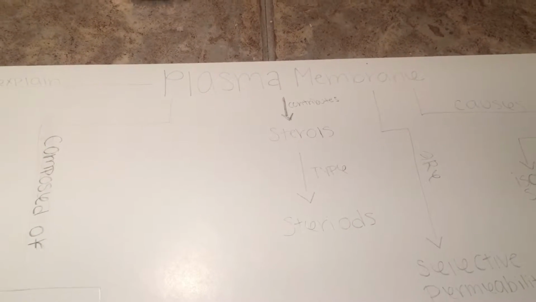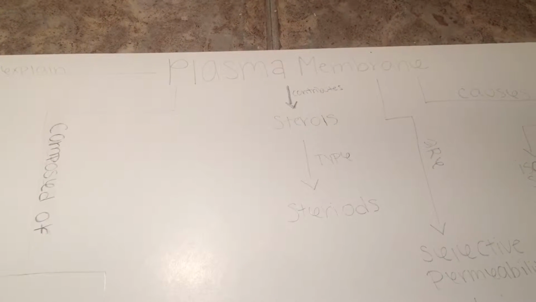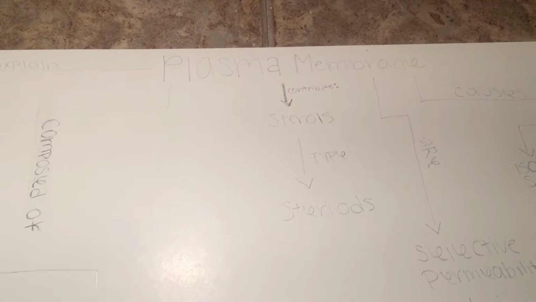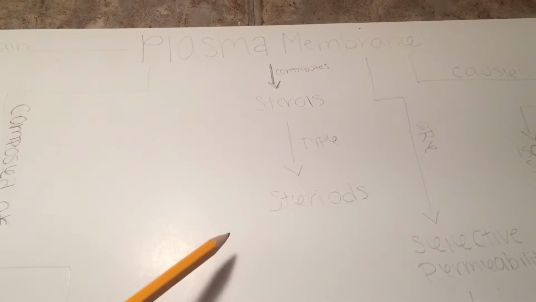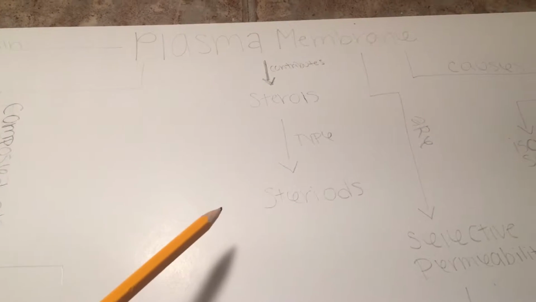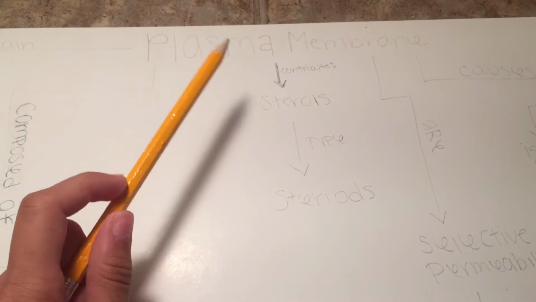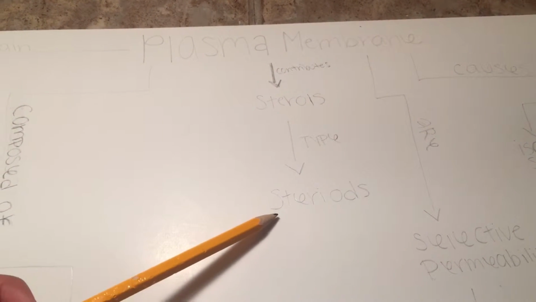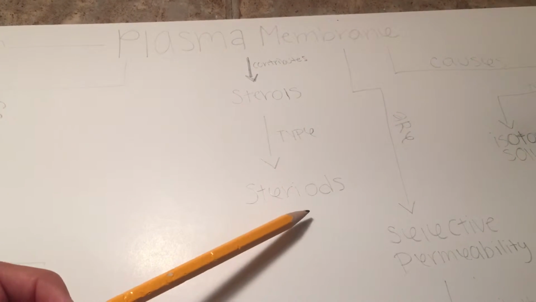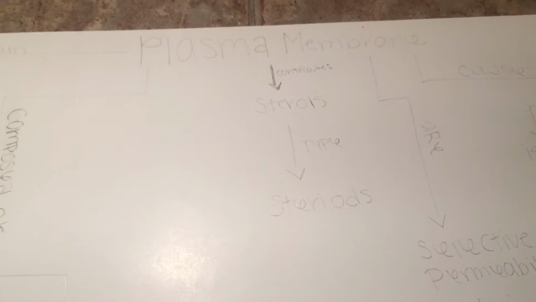I started off with the plasma membrane just because everything kind of falls off through the plasma membrane, and it was easier to make that my center point. First, I'm going to go ahead and talk about this because it is my shortest connection. First, I'm going to go ahead and say the sterols. They do contribute to the plasma membrane, and from the sterols, I did the steroids, which sterols are a type of steroids. They're like a subunit of steroids, so I went ahead and put those two together by themselves.